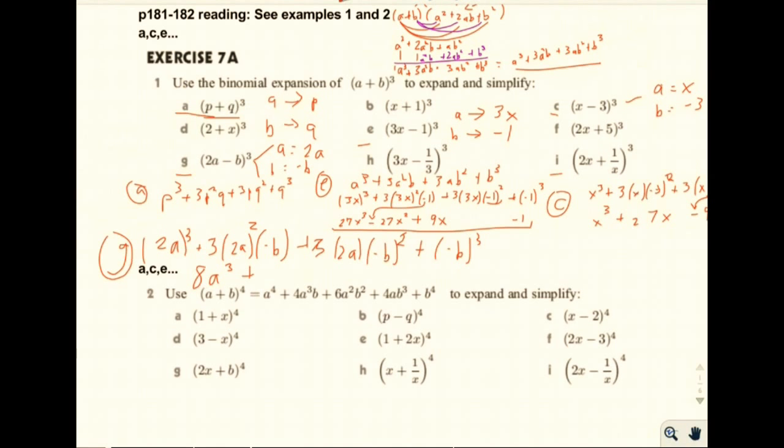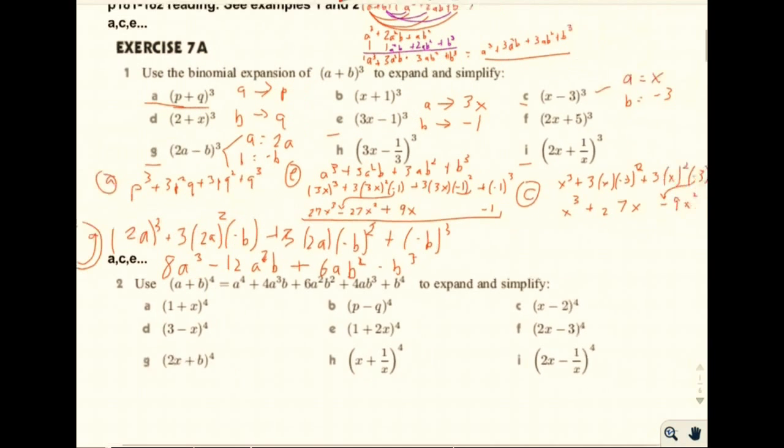This is going to be kind of a complicated mess. The negative is going to come out front. 2 squared is 4, 12a squared b minus or plus, that's going to be a 3 times 2a, which is 6a. Negative b squared is actually just b squared because the minus sign disappears. Negative b cubed is actually going to be a negative b cubed. Okay?